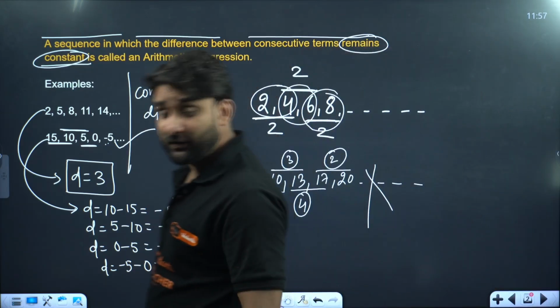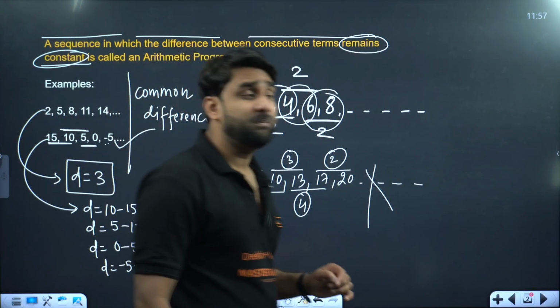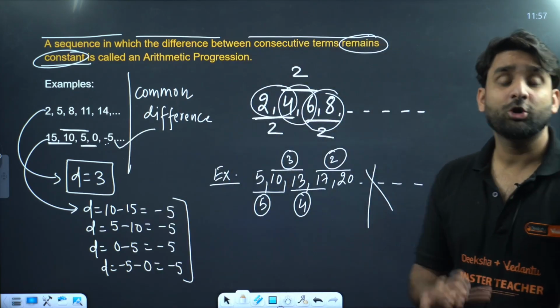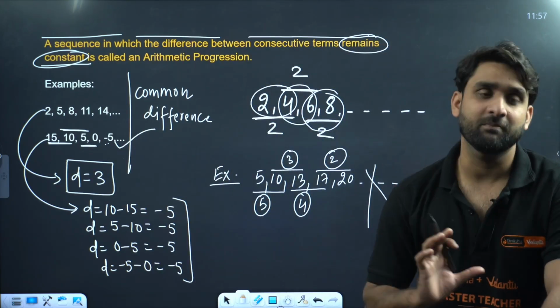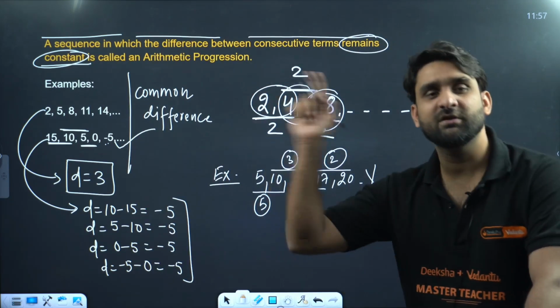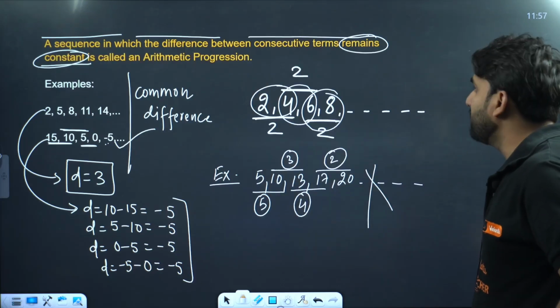So for an AP, what is the condition, champions? The common difference must be the same. Then only we can say that the given sequence is an AP. Okay, now moving to the next.